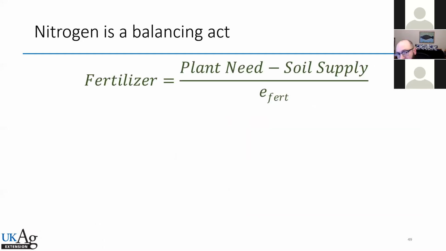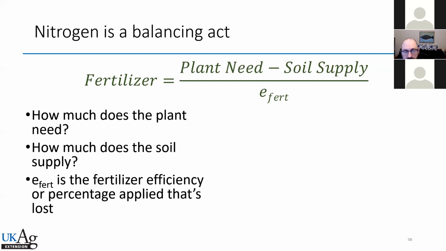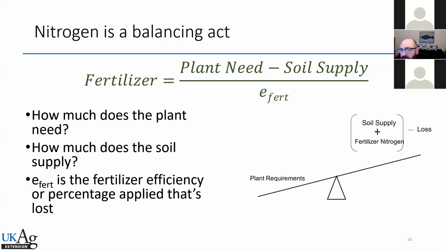So we're balancing plant need and fertilizer. How much does the plant need? What's the soil give me? Again, we don't have a soil test. We just kind of estimate this. And what's the efficiency of my fertilizer? And so we're trying to balance out these different components to come up with a nitrogen recommendation. The efficiency of this fertilizer becomes very important in a no-till system like hay or pasture.